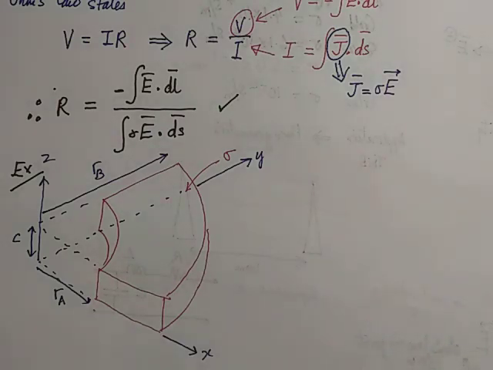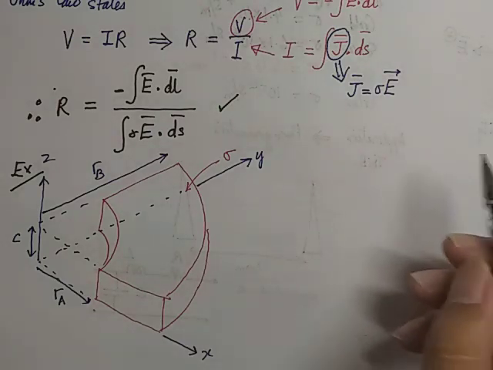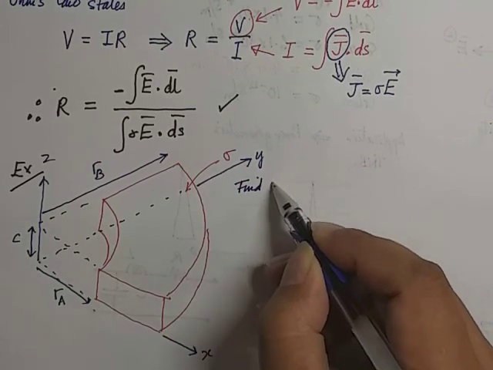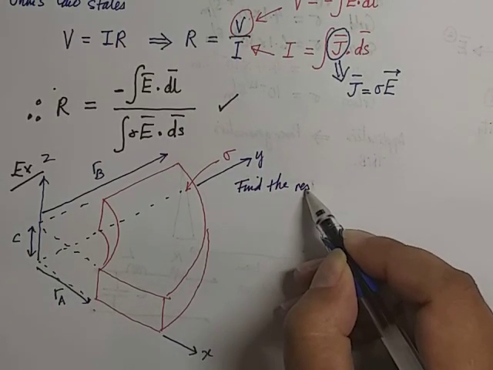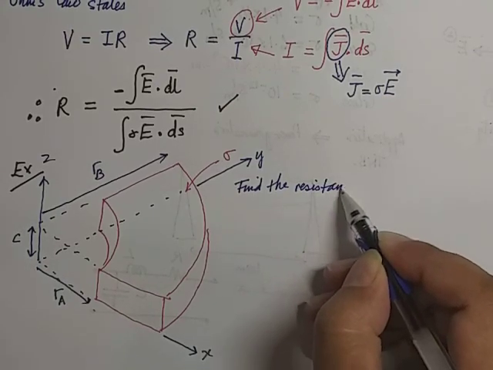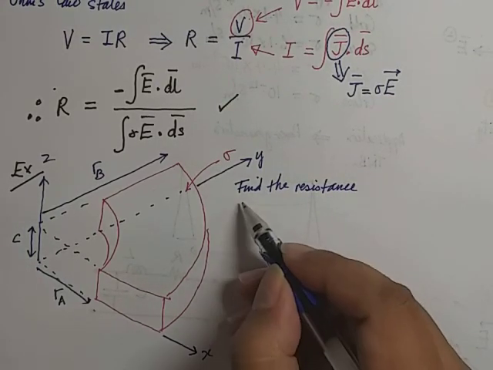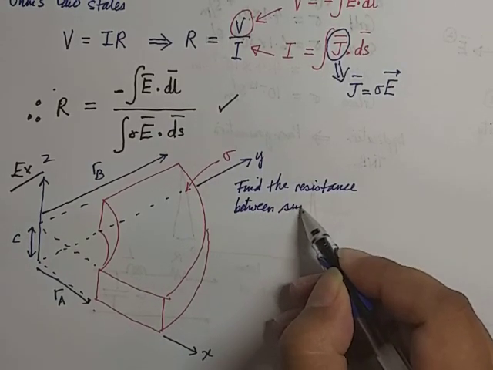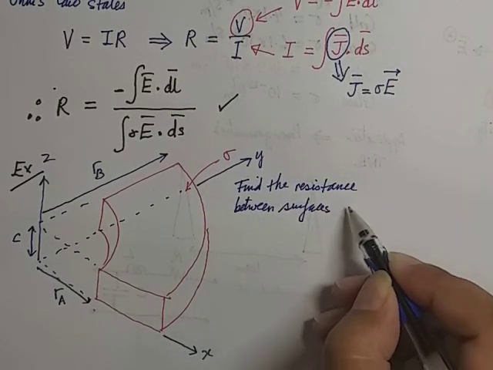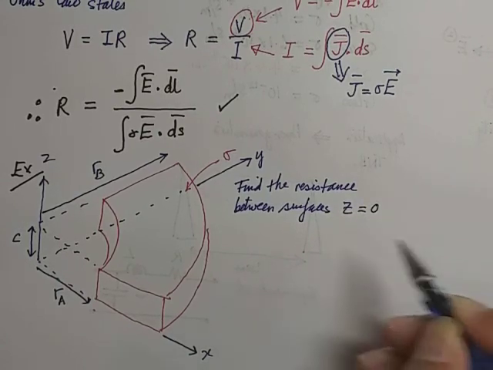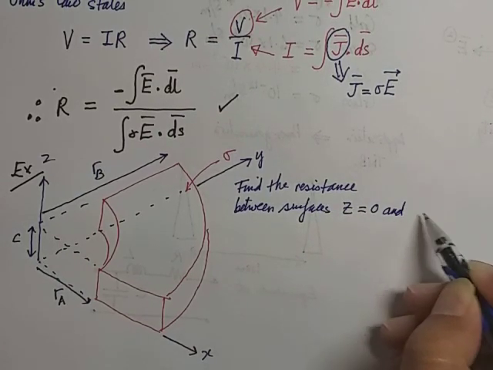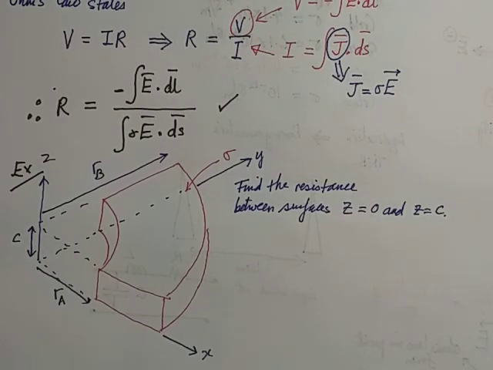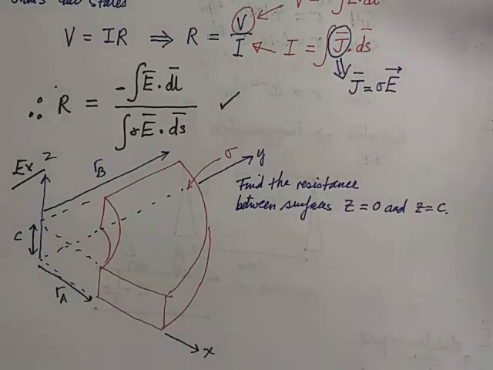So what is the question actually all about? The question asks us to find the resistance between surfaces z equal to 0 and z equal to C. So that's what the question requires us to solve here.